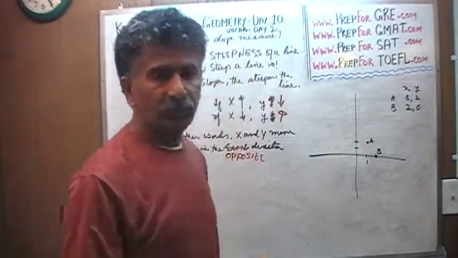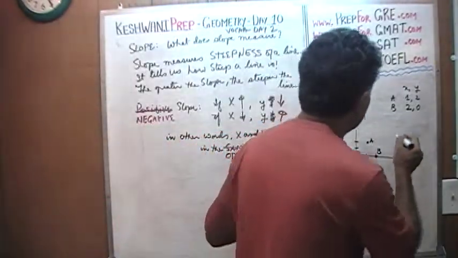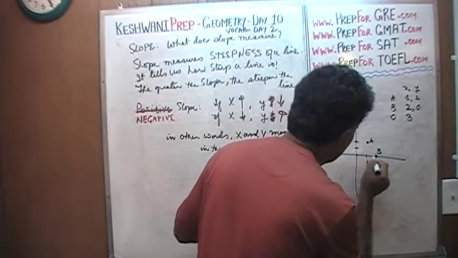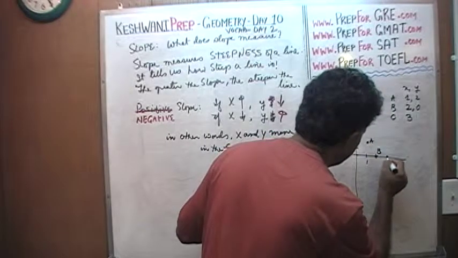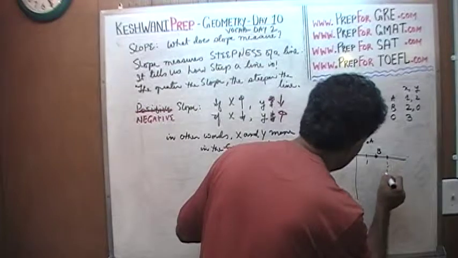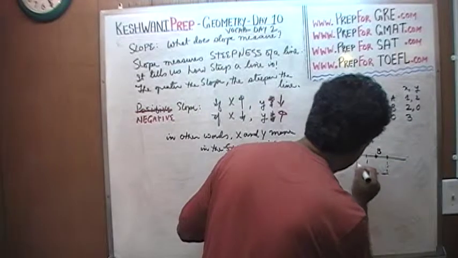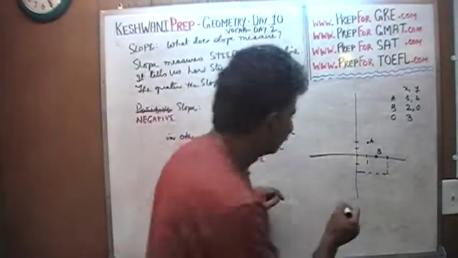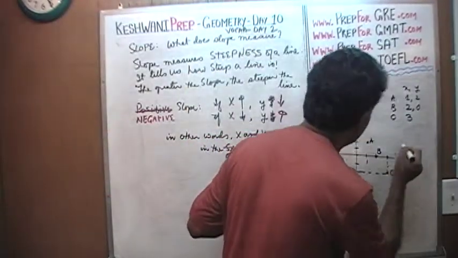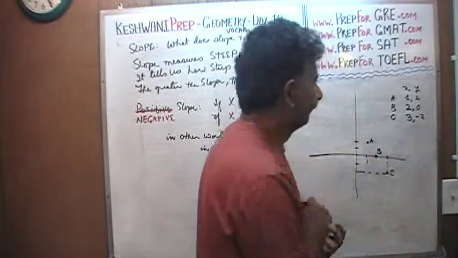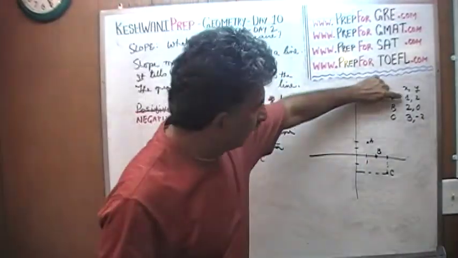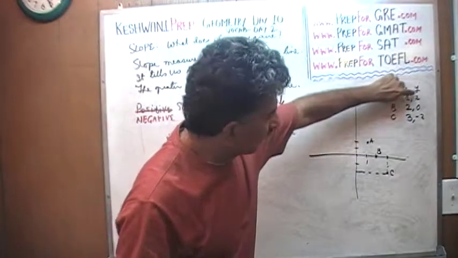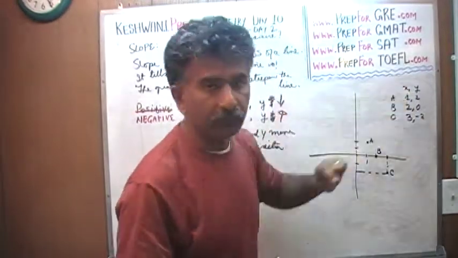What happens if x goes up one more time, from 2 to 3? As it goes up to 3, y goes down to negative 2. As you can clearly see, x goes up from 1 to 2 to 3, and y goes down from 2 to 0 to negative 2.